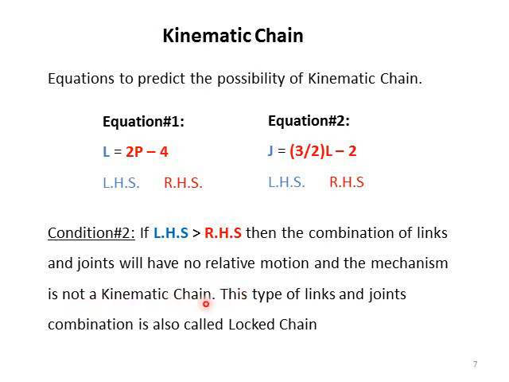Rather, this type of combination of links and joints is referred to as a locked chain. I will repeat: if the left hand side of the equation is more than the right hand side in any of the equations, either 1 or 2, there will be no motion between the links and joints, and this will not be called a kinematic chain. Rather, this type of combination is called a locked chain.